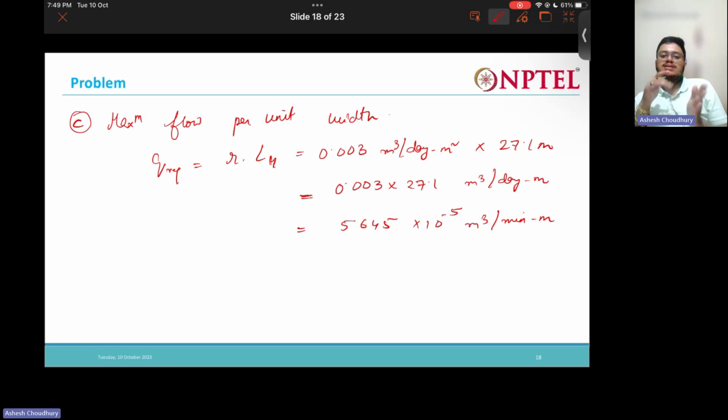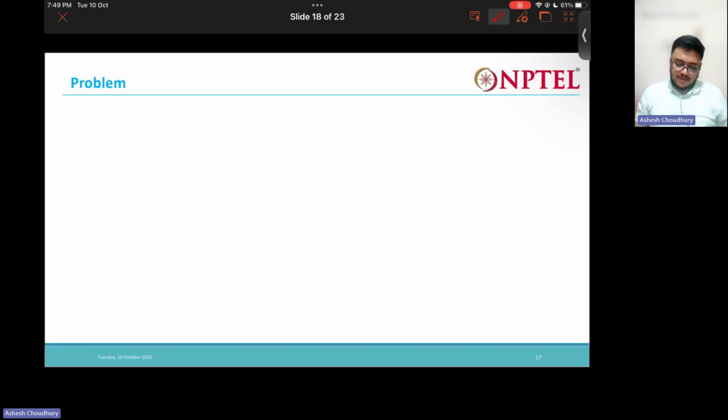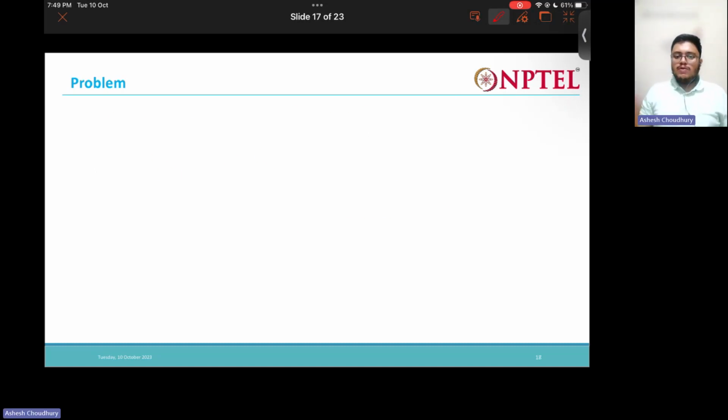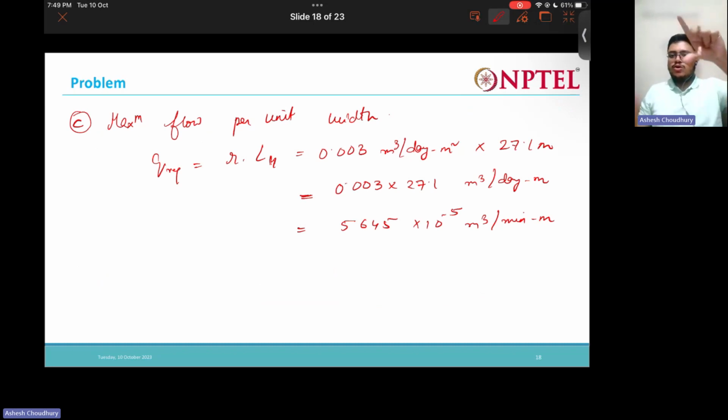First, flow is given as liter per hectare per day. That we converted to meter cube per meter square per day. Then we multiplied by this length, we got it per meter width, so meter cube per day per meter. Then from day we went to minute. Okay.